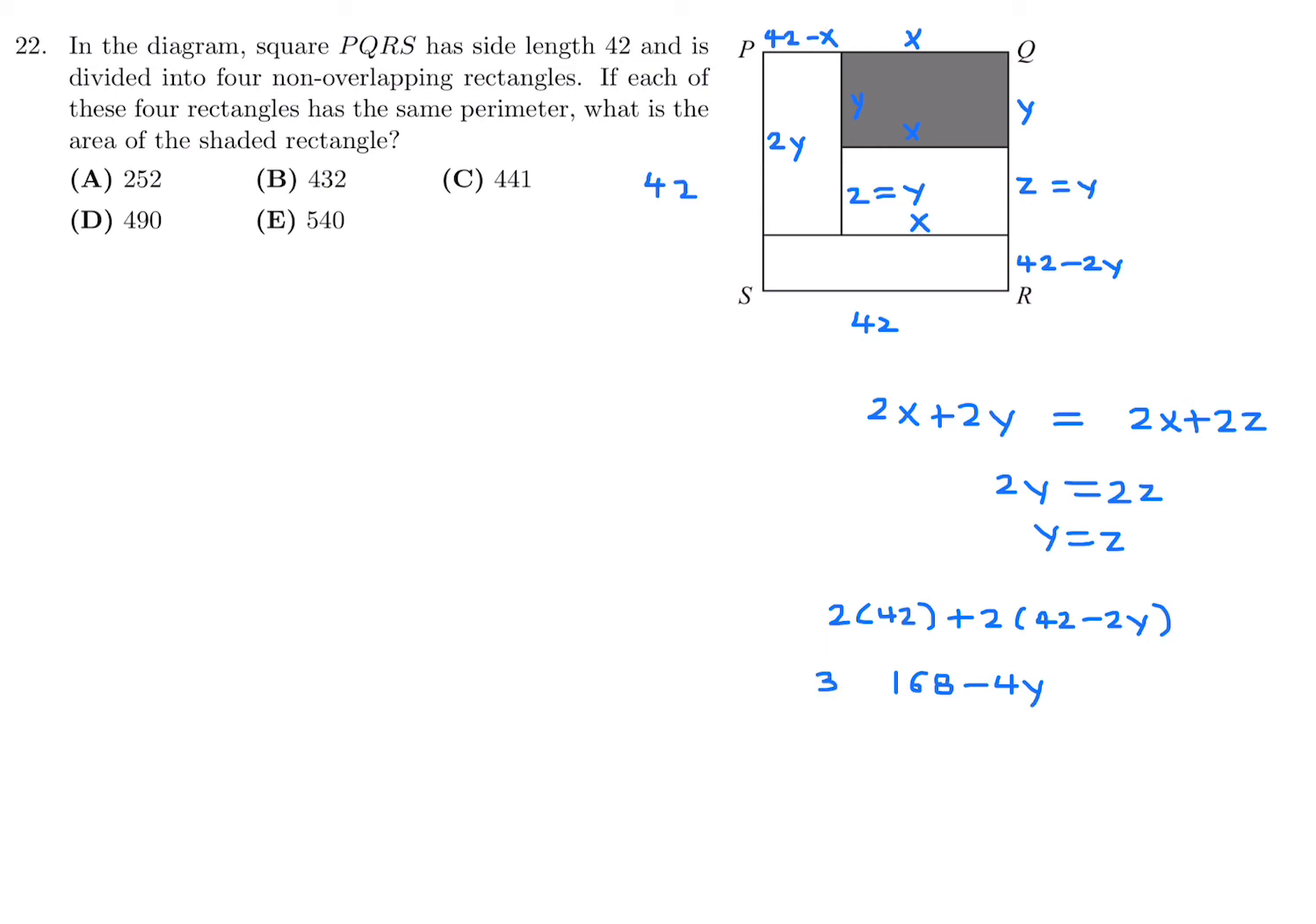And we'll call that triangle or rectangle 3. And this is 1 and this was 2. And then the last one, the fourth one, is this one. That perimeter, we'll call it 4, is 2 times (42 minus x) plus 2 times 2y. And that would be 84 minus 2x plus 4y.